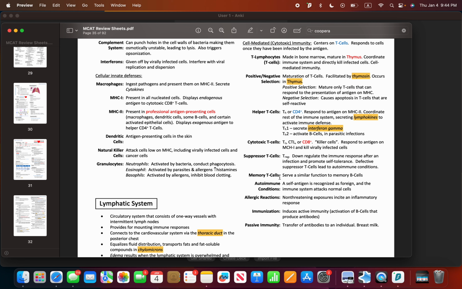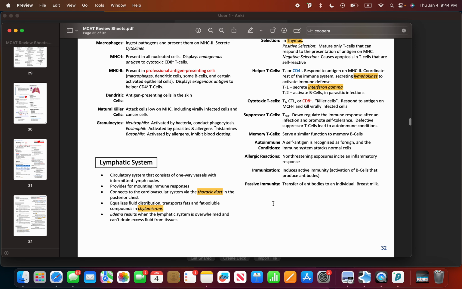So when these suppressor T cells are not functioning well or at all, they are defective, and that leads to autoimmune diseases. We have memory T cells that serve a similar function to memory B cells. So they remember what happened from the past, and they will kill the antigens. The autoimmune conditions, they are a self-antigen. So a self-antigen is recognized as foreign, and the immune system attacks normal cells.